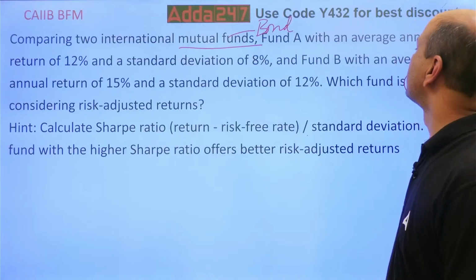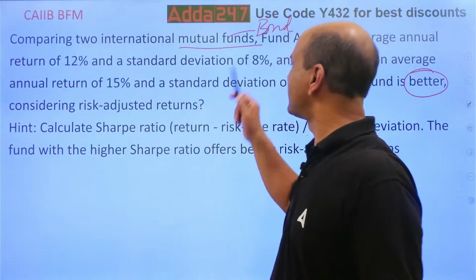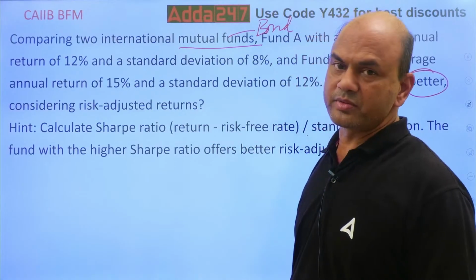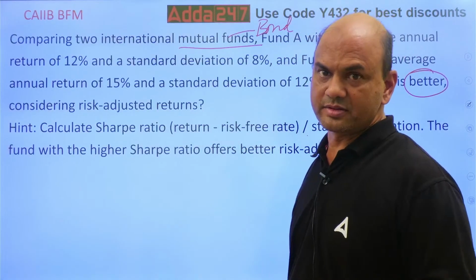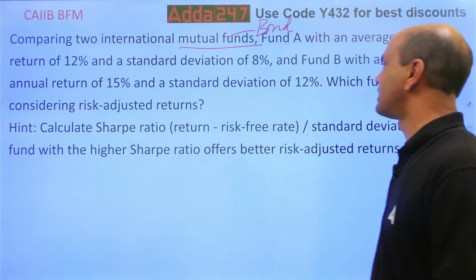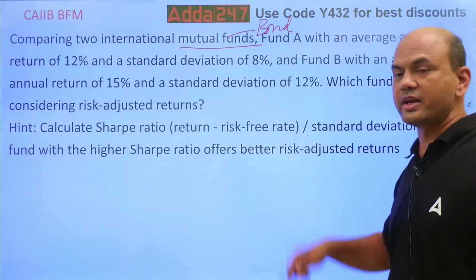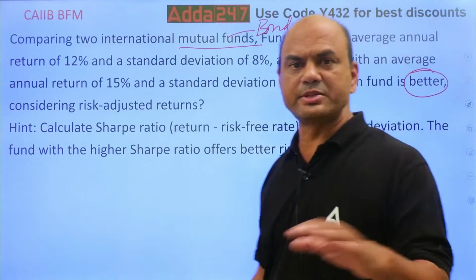So what is the return over here? A has a return of 12%. What is the risk-free rate over here? Whatever the standard deviation is, that is my risk. Always look at this: what is my risk, and what is my risk-free rate? The risk-free rate is a benchmark.